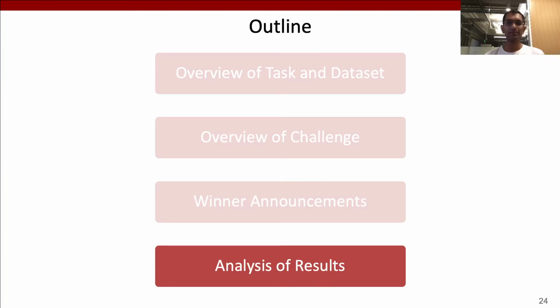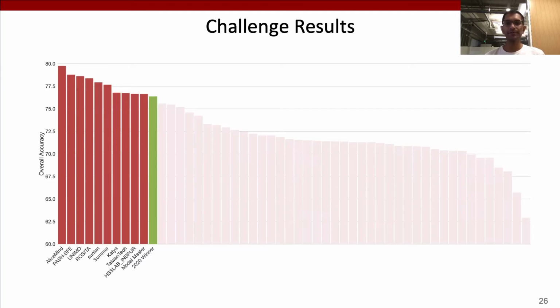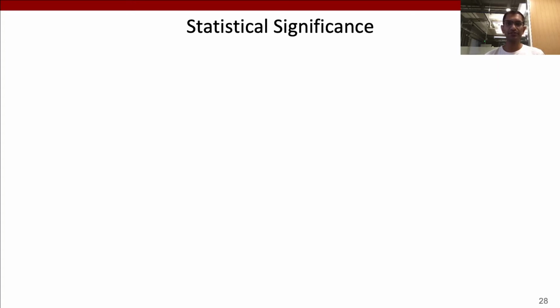Now I will present some interesting analysis based on the challenge results. This plot shows the challenge accuracies for all challenge participants. The green bar is the winning entry from VQA Challenge 2020. So we can see that 10 teams were able to beat the winning entry of last year's challenge. And there is a 3.42 absolute improvement in performance compared to last year's winner.